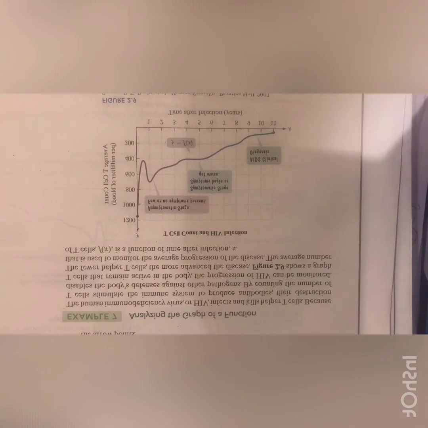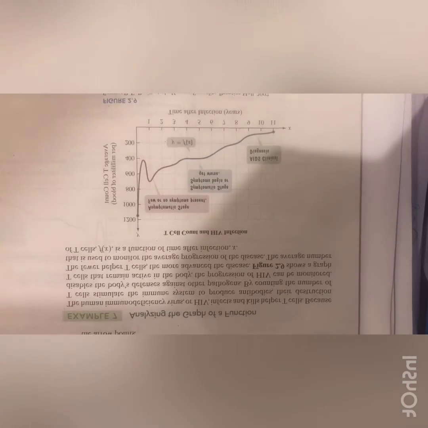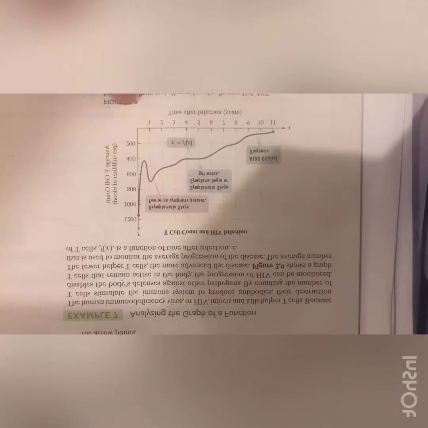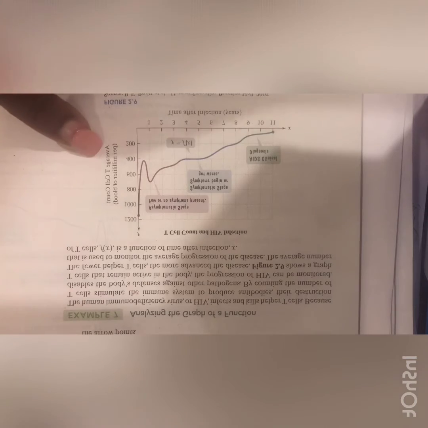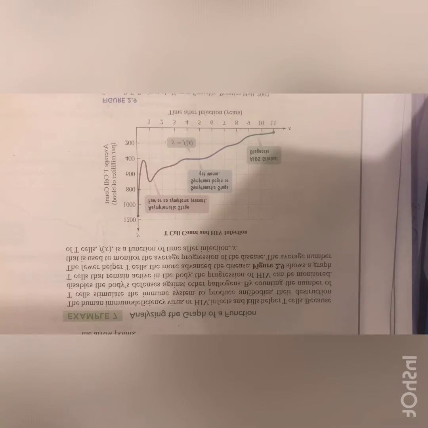So, we're given our chart or our graph. We have a title, which is T cell count and HIV infection. We have our y-axis, or f of x, which tells us our average T cell count. And then we have the x-axis that represents the time after infection. And these are our years.